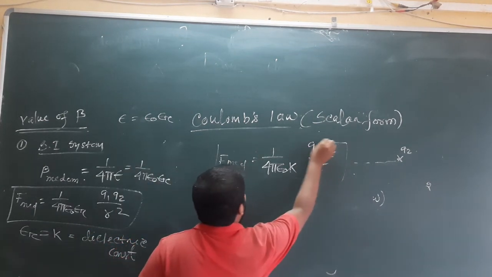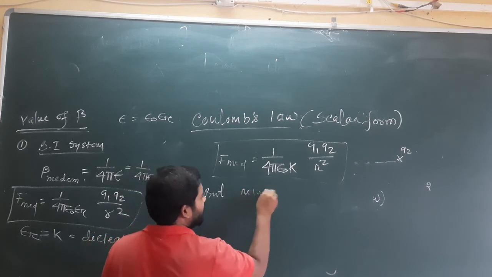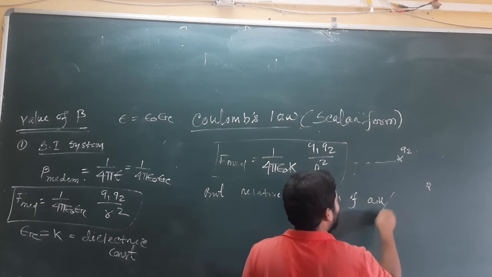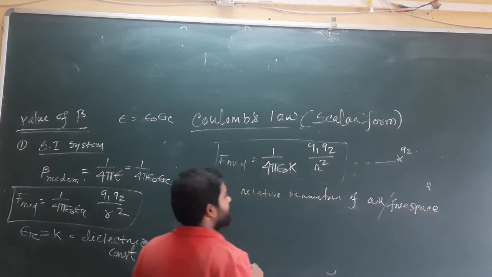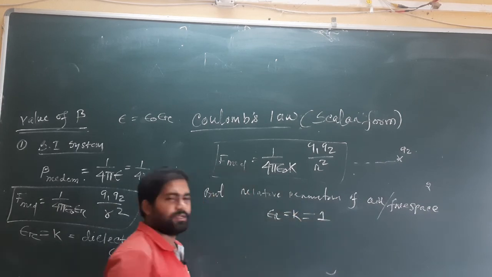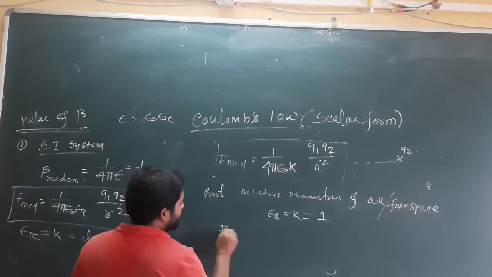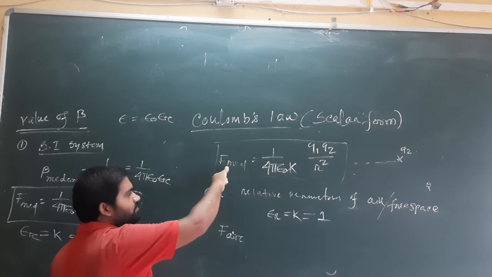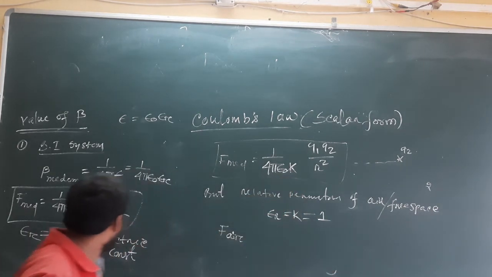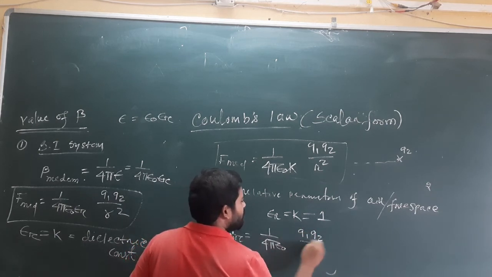So F medium will be 1 by 4 pi epsilon naught k, Q1 Q2 by R square. But if we consider the relative permittivity of air or free space, or we can say dielectric, then epsilon r equals k equals 1. For air the dielectric constant is 1, and the relative permittivity is 1. So if we convert the medium to air and substitute k equals 1, the force in air will be 1 by 4 pi epsilon naught q1 q2 divided by r square.